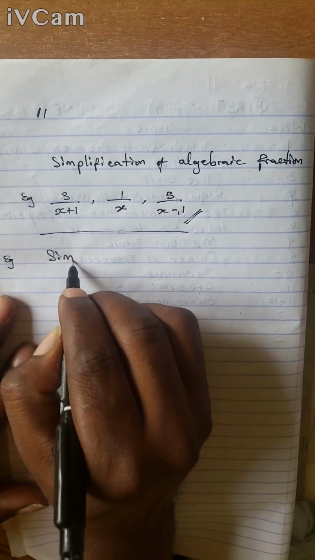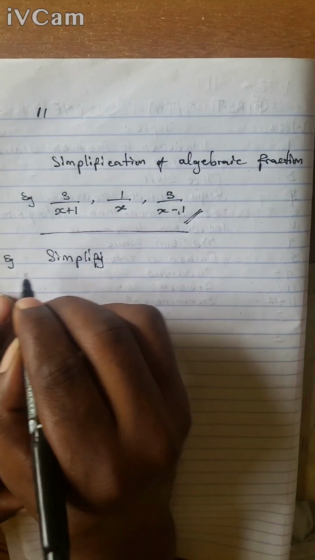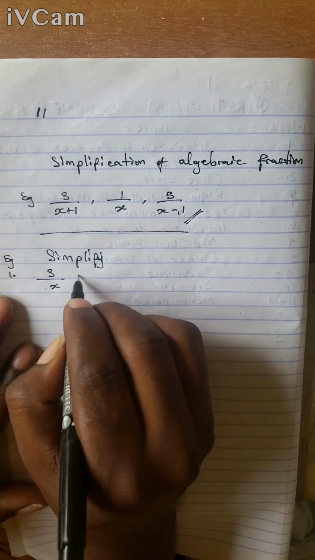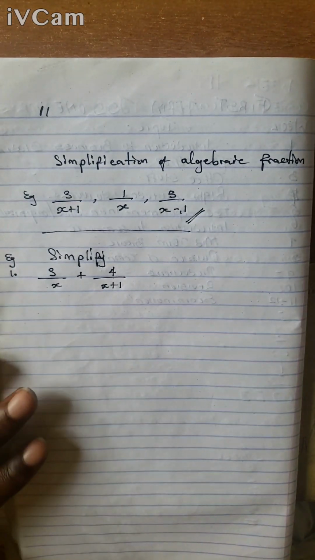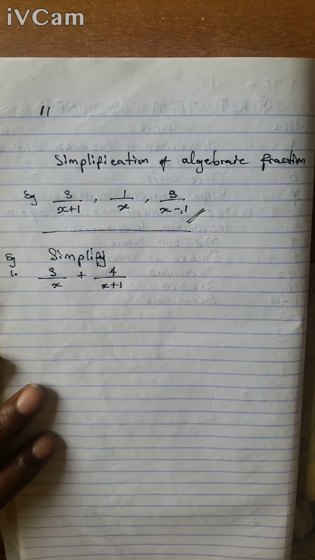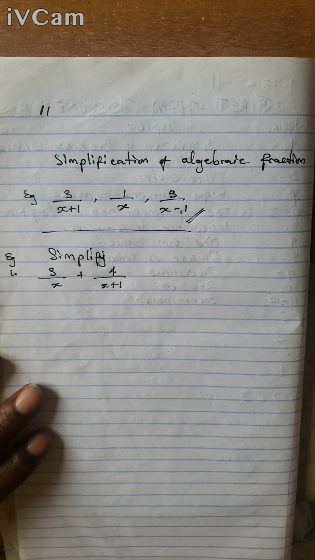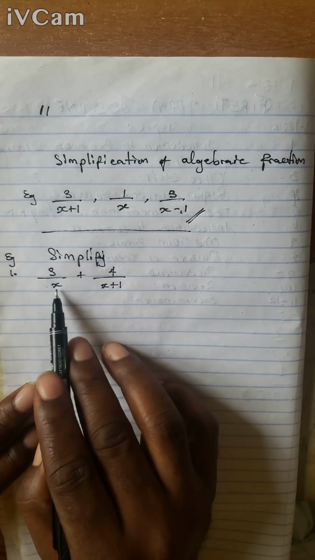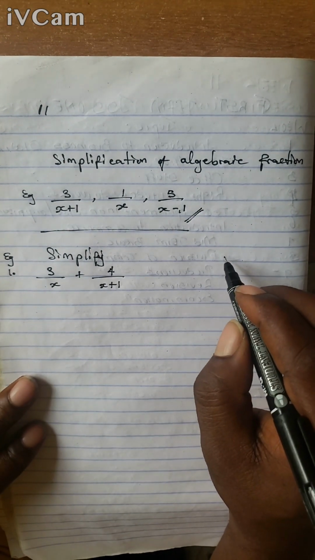Example number 1: simplify 3 over x plus 4 over x plus 1. Okay, 3 over x plus 4 over x plus 1. So how are we going to simplify that? The same way we have been solving our fractions, by finding the LCM of the denominators. So let me do the LCM here.